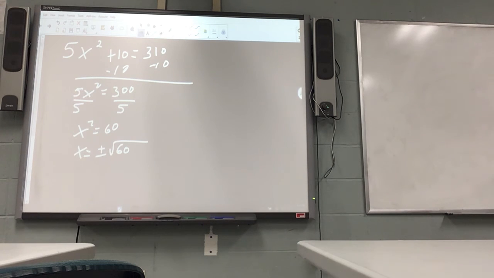The closest one underneath 60 would be 49. That won't go evenly into 60. Then 36, that won't go evenly into 60. 25, that won't go evenly into 60. 16, that won't go evenly into 60. 9, nope. 4, yes. 60 is the same as 4 times 15. And then what's the square root of 4? 2, so you have 2 square roots of 15.